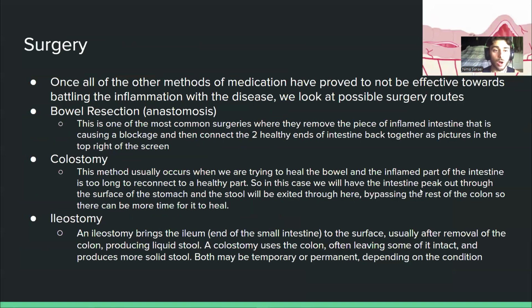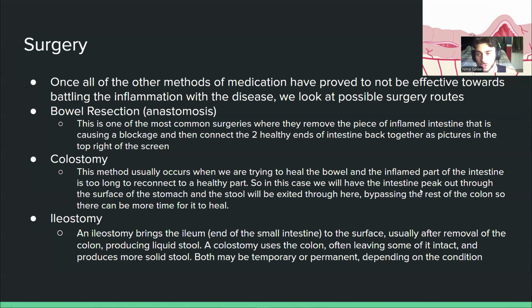Surgery. Once all other methods of medication have been proved to not be effective towards battling the inflammation of the disease, we look at possible surgery routes. Bowel resection, anastomosis. This is one of the most common surgeries that we see, where we remove the piece of inflamed intestine. So if you have a piece of intestine that is inflamed from here to here, what the surgeons would do is take this part out and reconnect these two and bring them closer together.